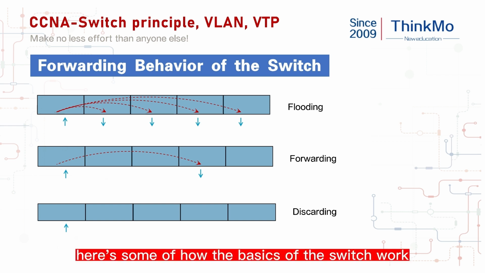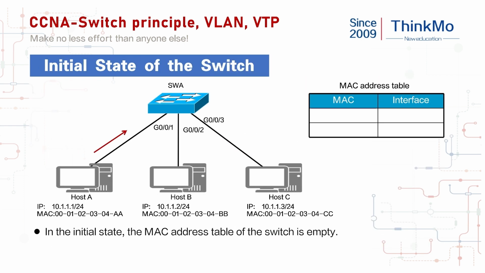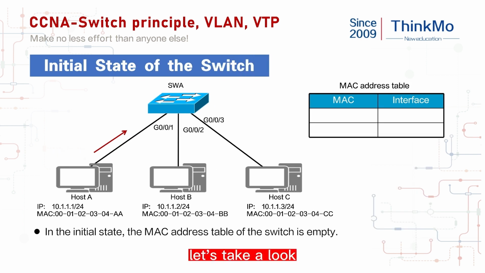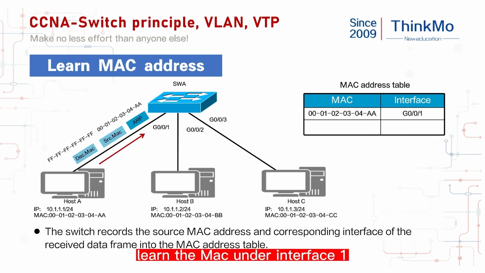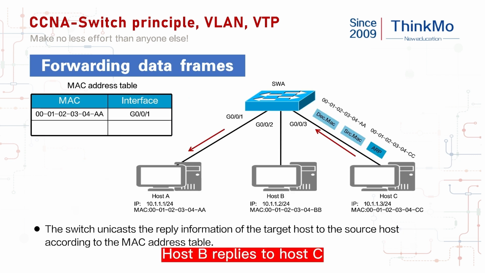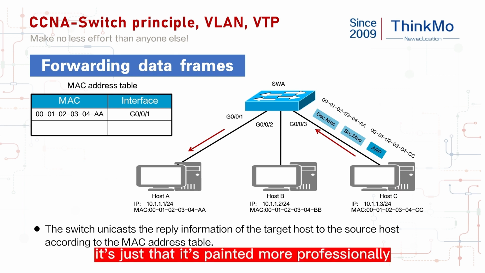Here's some of how the basics of the switch work. Next, these are forwarding data frames, the initial state of the switch, and learning MAC addresses. Let's take a look. Just started, without a MAC. Host A sent data, and the switch learns its MAC under interface 1. Then it broadcasts this ARP request. Host B replies to host C. It learned host C under interface 3. This is the MAC address table. It's the same as the picture I drew, it's just painted more professionally.